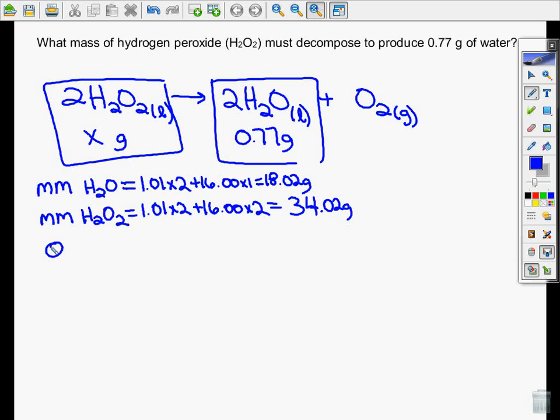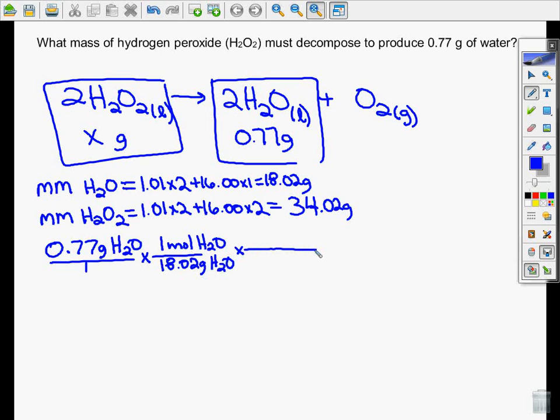So starting with what I know, I have 0.77 grams of water that need to be produced. Now this is a stoichiometry problem, so the first thing I have to do is convert. I have to convert this into moles so I can use the equation to convert. So in this case here, I know that 1 mole of water has a molar mass of 18.02 grams. Notice how grams of H2O cancel out on top and bottom, leaving me with moles of H2O in that step.